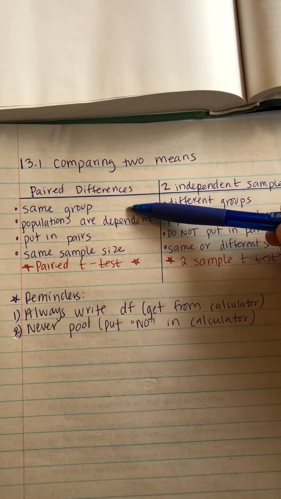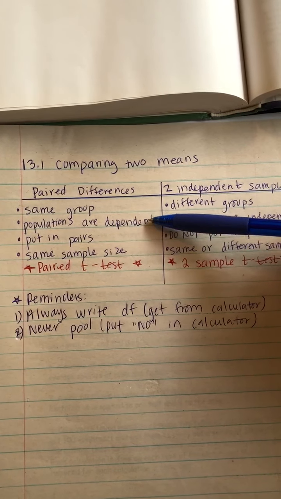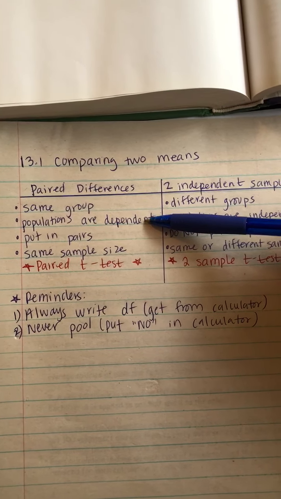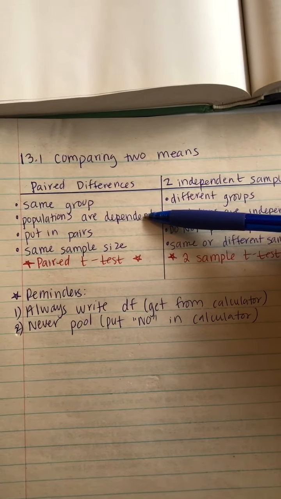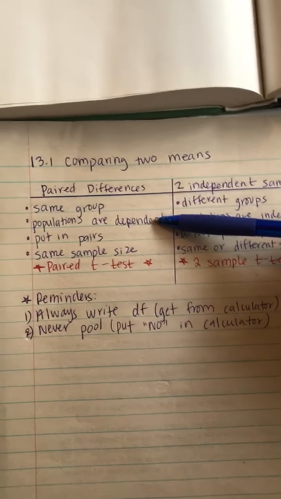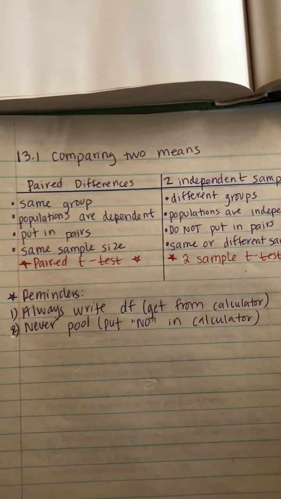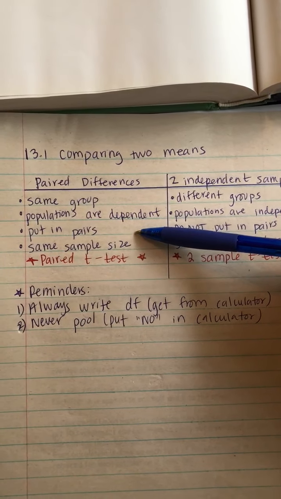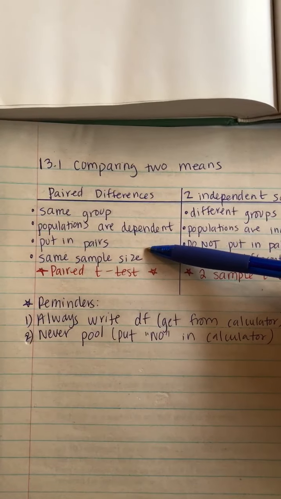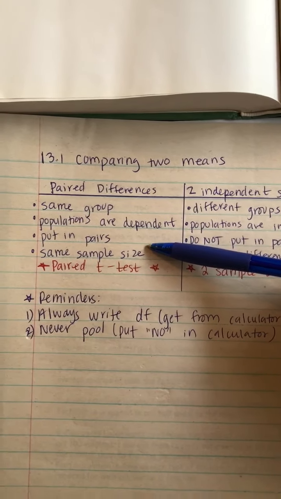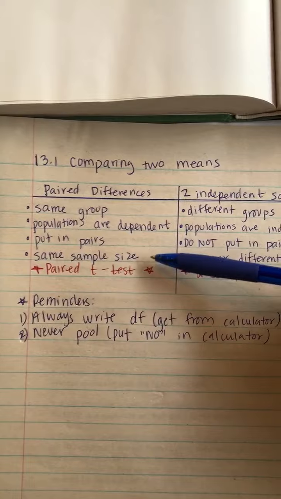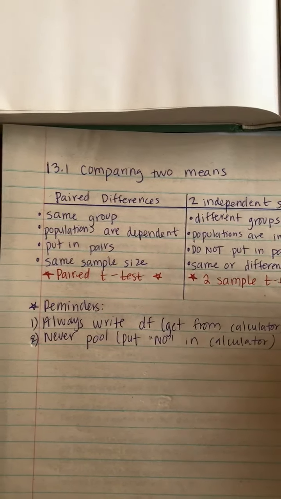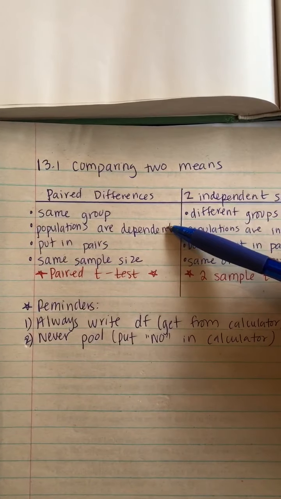So it's the same group of students. It would be period 2. The populations are dependent. So for example, if you're the type of student that always studies, then it's going to show in both tests. And if you never study, then the same thing will show. So the way you are affects the results for both. And then you'll be put in pairs. So you'll just be paired with yourself. So we'll compare your result in chapter 12 with your result in chapter 13. And then obviously it'll be the same sample size, because for both, it's the same class of 36. Okay, that's what we already learned.